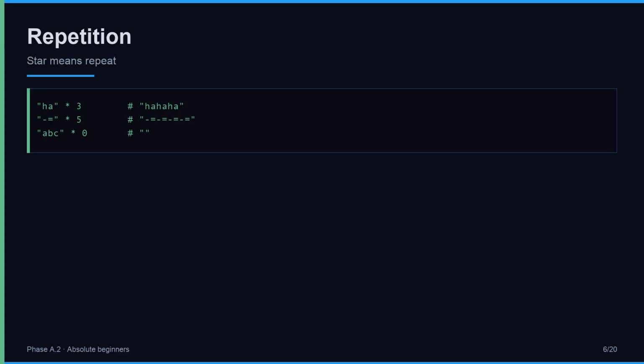The star symbol repeats a string. "Ha" times 3 becomes "hahaha". "Dash equals" times 5 becomes a row of 5 dash-equals pairs. Repeating by 0 gives the empty string. Notice the pattern: the same symbols, plus and star, mean different things depending on the type. Plus joins strings, star repeats them. The symbol is borrowed from numbers, but with text it does something wonderfully literal.